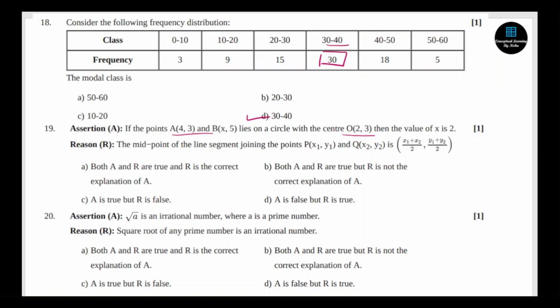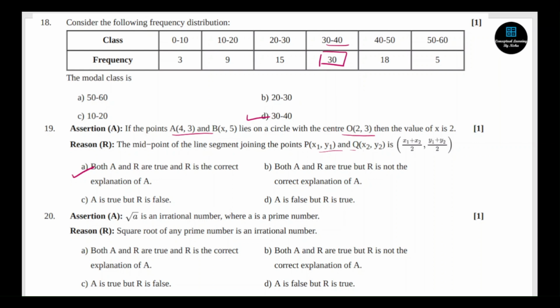In the midpoint of the line segment joining P. Okay. So here the reason is correct, right? And the assertion is also correct. But the reason is not the correct reason for the assertion, right? So they both are true, but this is not the explanation for it because they are not connected, right?